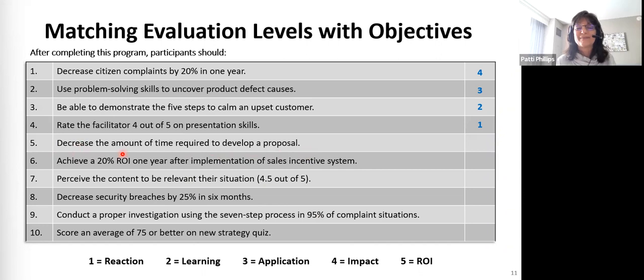Decrease. Good job. Nice. That would be a 4. You've implemented a new proposal process. People know how to use it. They're applying it. As a result, you've decreased time to get the job done.